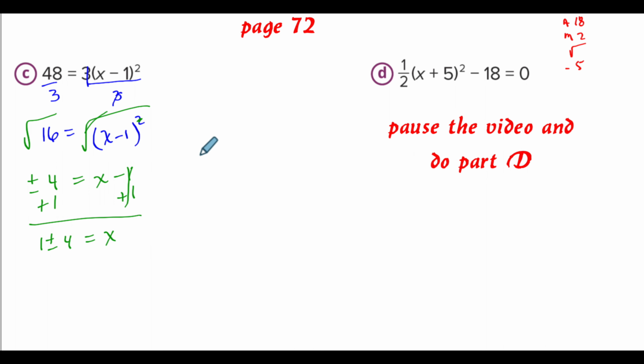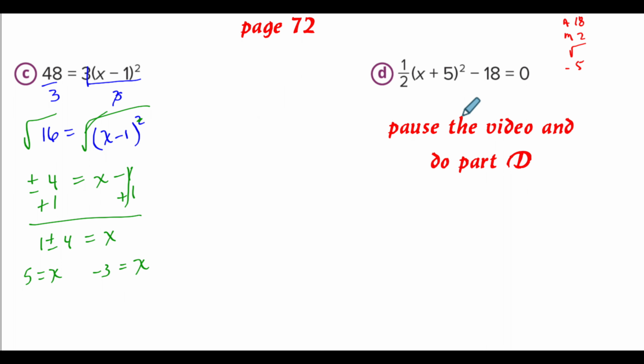x. If you want to write 2 separate equations, you can. But I can do this math in my head. 1 plus 4 is 5. So 5 equals x. And 1 minus 4 is -3. -3 will equal x. Those are our 2 solutions. You can plug them in and check them if you have some time to do that.